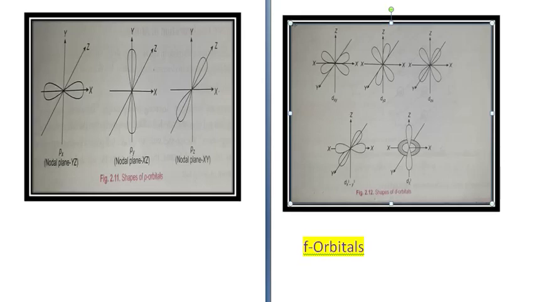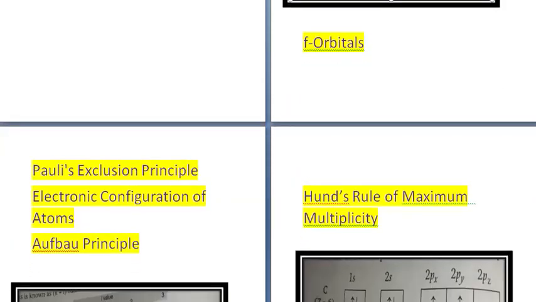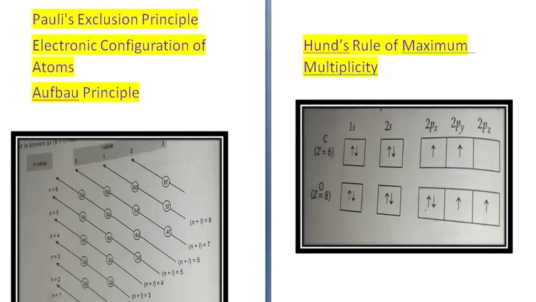Okay, next we come to the principles for filling up of electrons in a shell. So the first principle is Pauli's exclusion principle. This principle states that no 2 electrons in an atom can have the same set of all 4 quantum numbers. You've studied about 4 quantum numbers: principal quantum number, azimuthal quantum number, magnetic quantum number and spin quantum number. So these 4 quantum numbers cannot be the same for any 2 electrons. There has to be some difference.